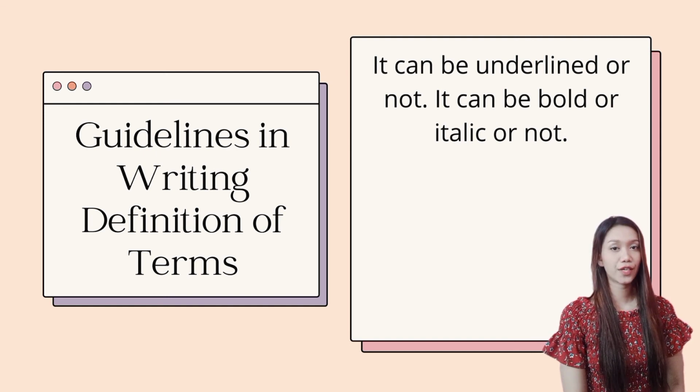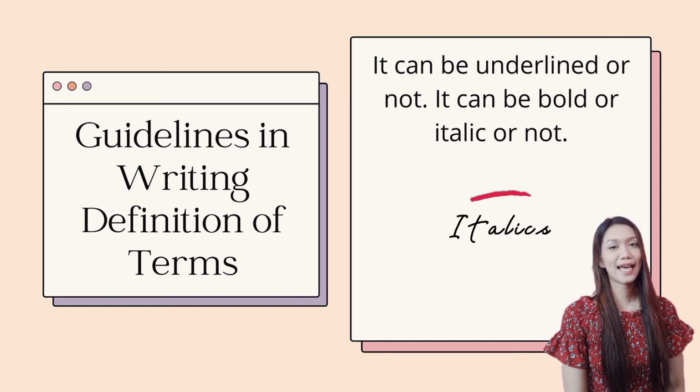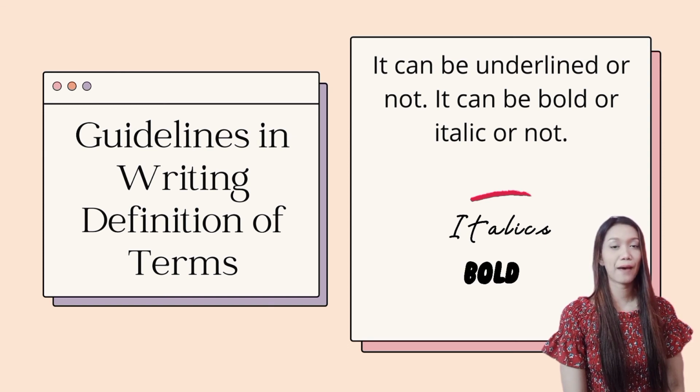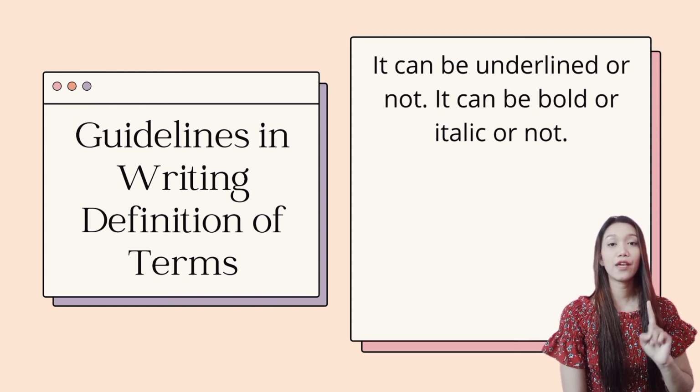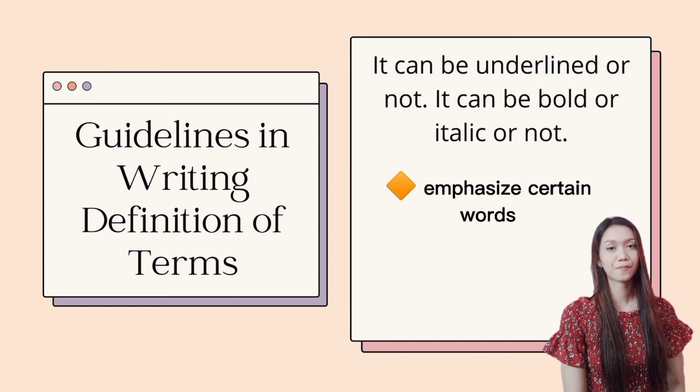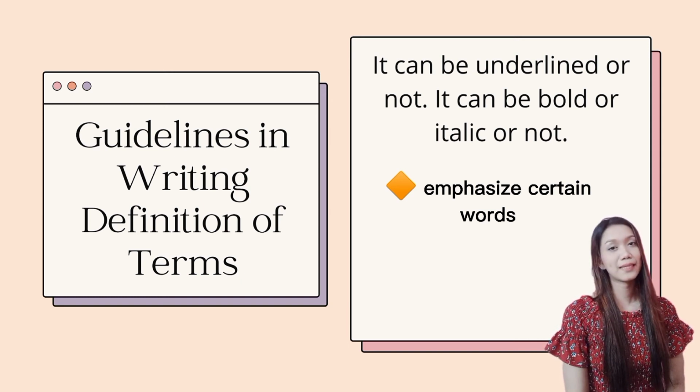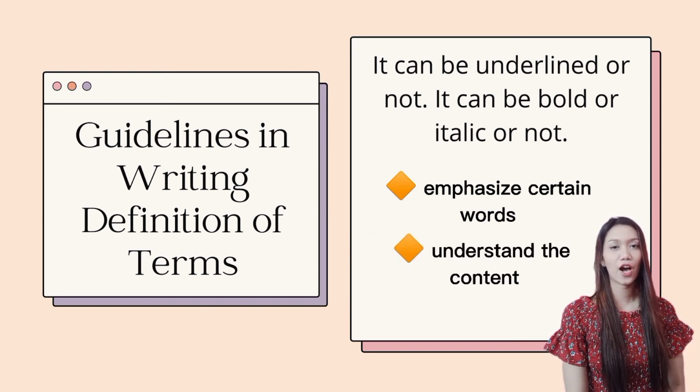It can be bold or italic or not. Underlining, italics, and bold text are used by the researchers to emphasize certain words. Also, researchers use them to define a word or phrase in a unique manner, or simply because the term is the key to understanding the content of the paper.